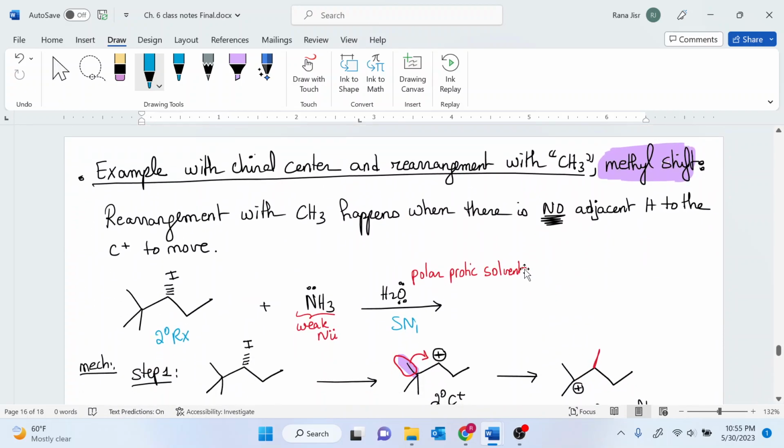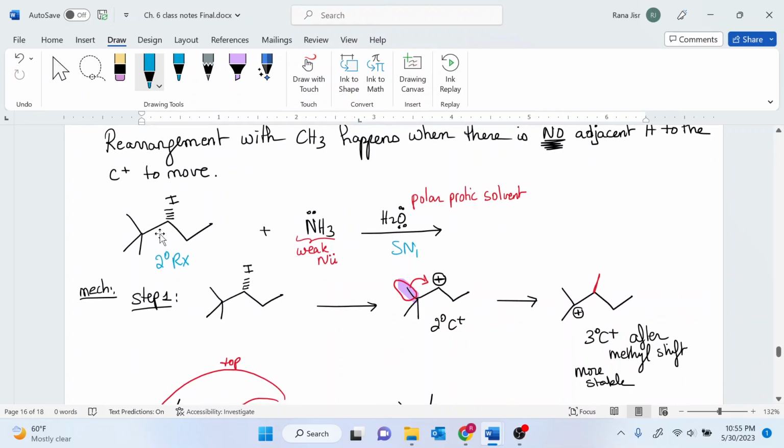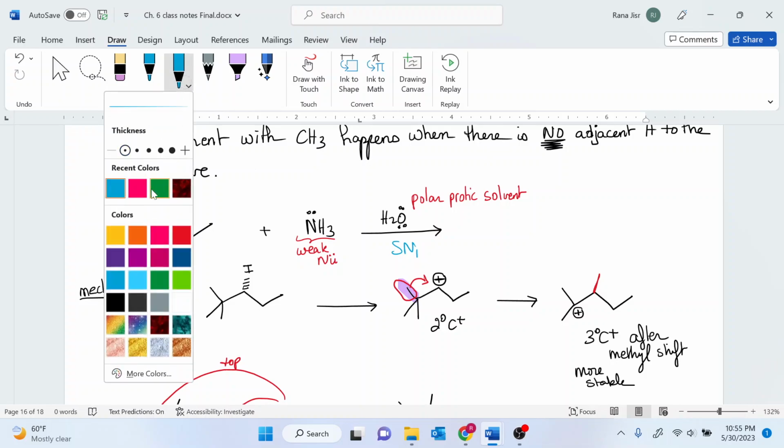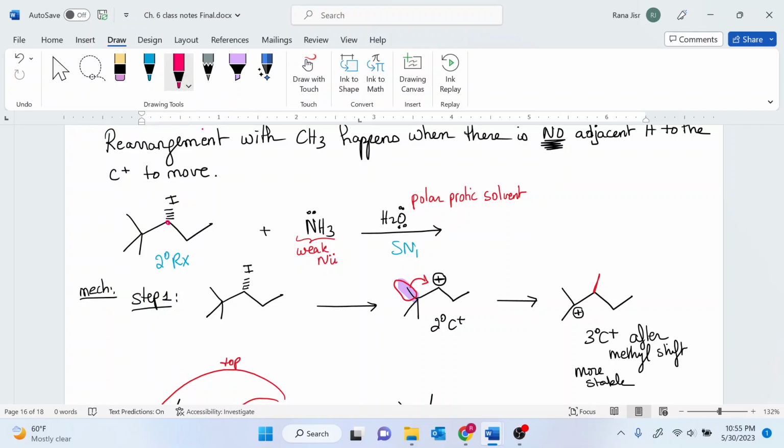Let's have another example where we are doing rearrangement with a methyl shift. So again, I am having a chiral center over here. So you're having a chiral center, and I'm showing the configuration on that chiral center, iodine being behind and the hydrogen here being in front. Okay. My reaction is proceeding with a secondary alkyl halide, a weak nucleophile because it's a neutral. Now see, this is the nucleophile. Now I have a solvent in there.